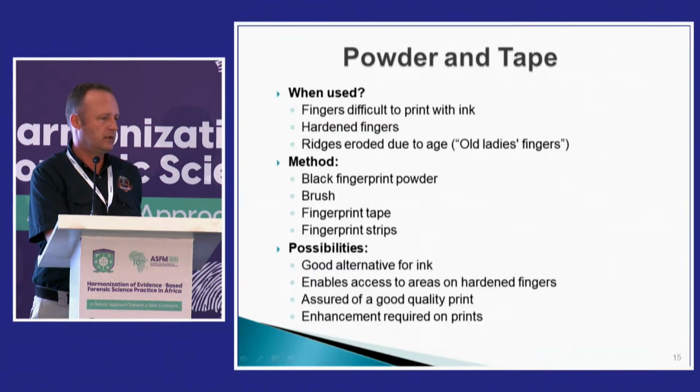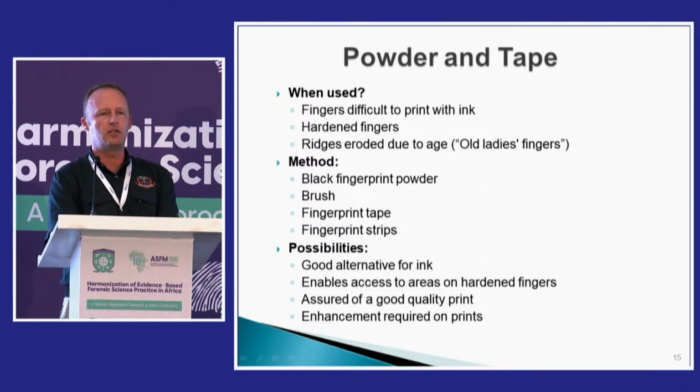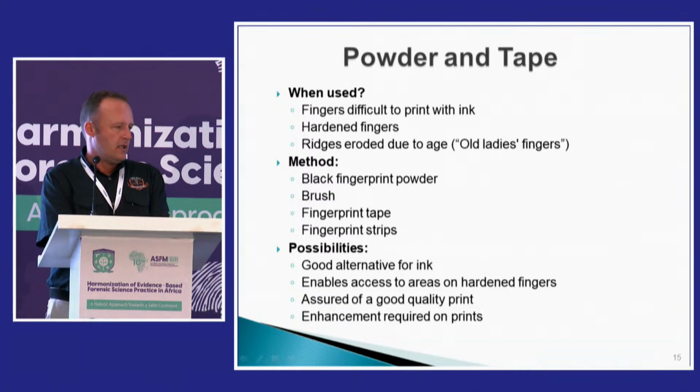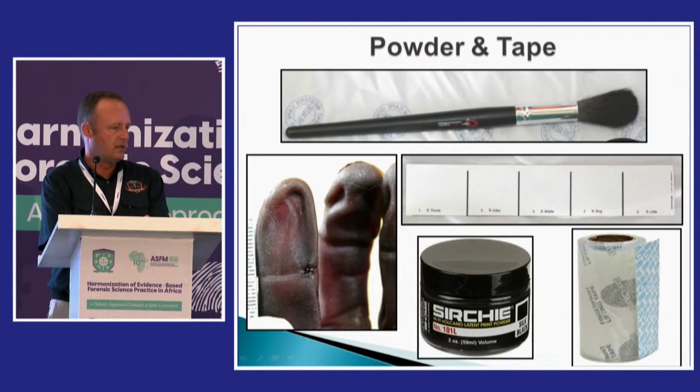Powder and tape. That is a little bit, if the fingerprints are dry and mummified. Black fingerprint powder, a brush. The brush you can use, the one you put blush on with, you can use that for fingerprints. Fingerprint tape, and then the fingerprint strips. The black fingerprint powder is just used for contrast on white paper so that we can get a good reading.